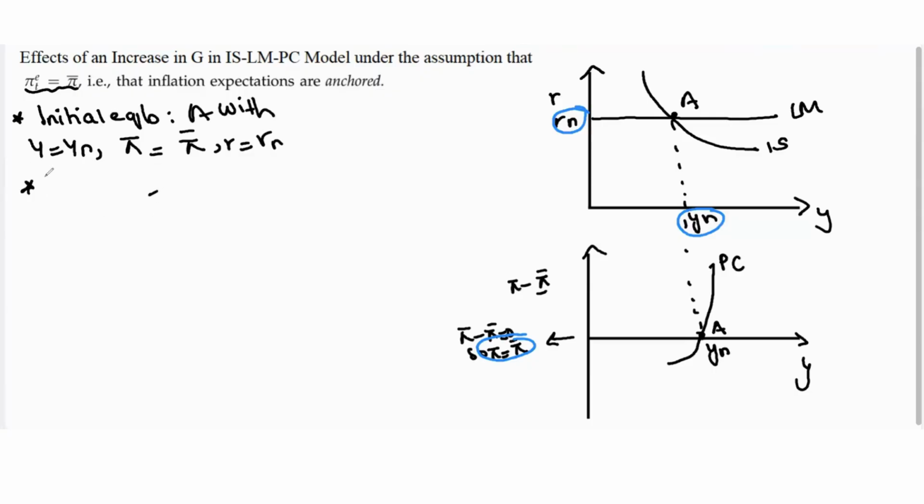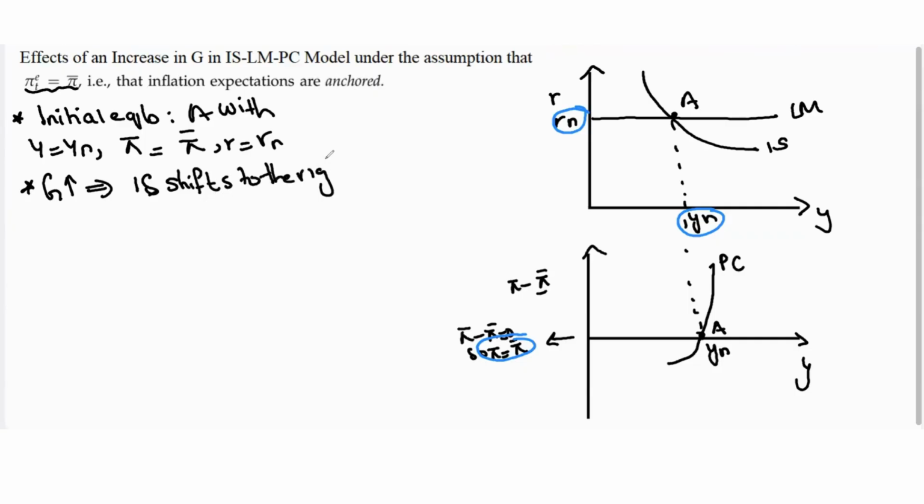Then G increases. When G increases, that will cause IS to shift to the right. We know why: the IS curve shifts whenever demand changes for reasons other than the interest rate, as that changes output for a given interest rate, so the entire curve shifts. Here the demand has changed because of an increase in G, which is a non-interest related factor, so IS shifts to the right.